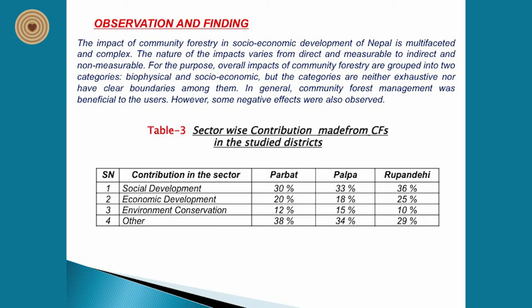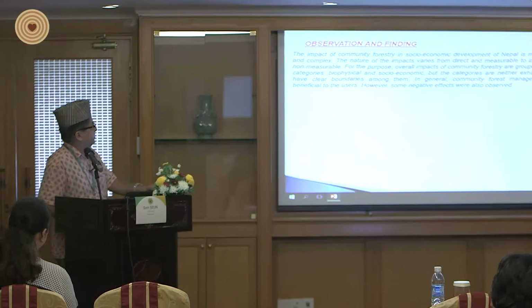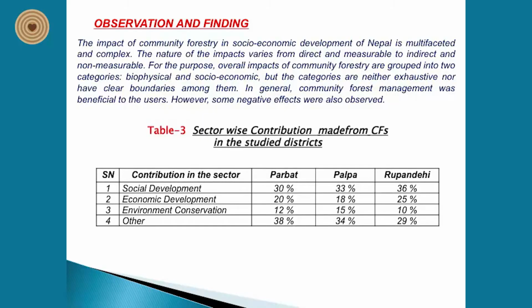Observation, I think it is important. I found in the research that the impact of community forest in the socio-economic development of Nepal is multifaceted and complex. The nature of the impact varies from the direct and measurable to indirect and non-measurable. For the purpose, the overall impact of community forestry is grouped into two categories, biophysical and socio-economic, but the categories are neither exhaustive nor have clear boundaries among them.